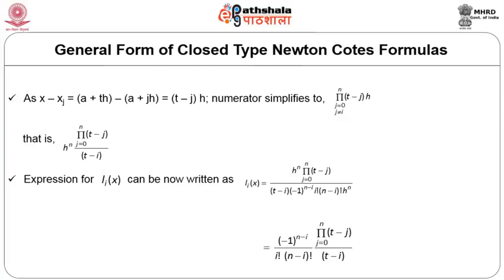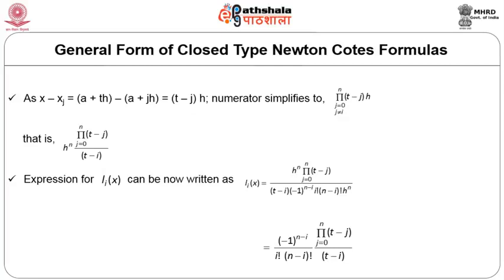So now let us simplify. The numerator is all the factors of the form x minus xj. So x is a plus th, as we have expressed, and xj is a plus jh. So x minus xj becomes, a cancels, (t minus j) into h. So the numerator is the product over j equal to 0 to n, j different from i, of x minus xj, and that becomes the product over j equal to 0 to n of (t minus j). h comes outside, every factor has h common, there are n factors, so I can say h raised to n times the product over j equal to 0 to n of (t minus j), divided by (t minus i). So this is the numerator.